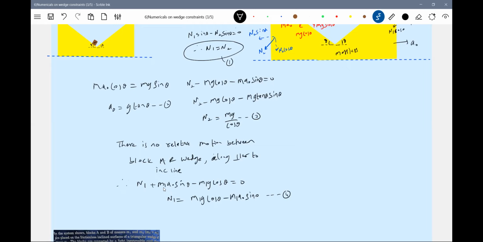So what should be the mass of the block? Small m, this mass of M2, should be less than or equal to M1 cos theta, cos 2 theta. Solve it and you'll get this answer. How do we get it? Solving 1, 2, 3, 4.